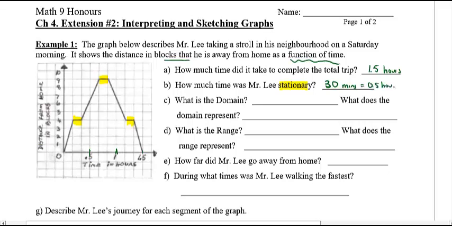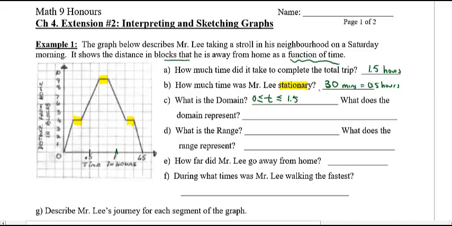Now, what is the domain? The domain, of course, is the elements in the independent variable. The independent variable in this case is time. So if you want me to write it properly, this is how you would do it. You can say time is bigger or equal to 0, because it's starting at 0, and it also ends at 1.5 hours.